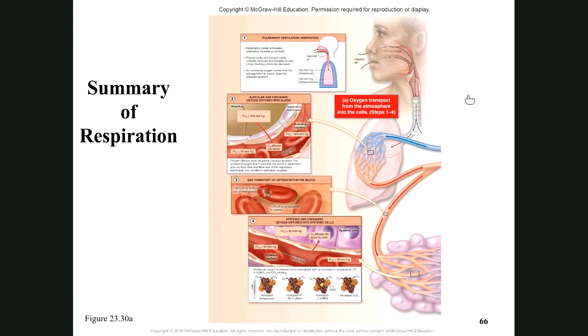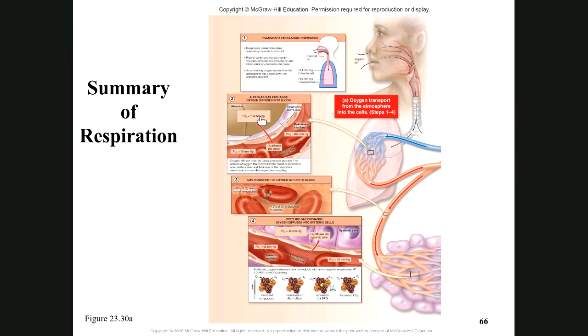In this picture, you can see the summary of respiration. Look at here. The first part in inhalation or in the respiration is called pulmonary ventilation or inspiration. The respiratory centers stimulate respiratory muscles to go to contraction. Pleural cavity and thoracic cavity volume increase, and intrapleural and intrapulmonary pressure come down, so the air can come inside our lungs. After that, we have alveolar gas exchange or external respiration.